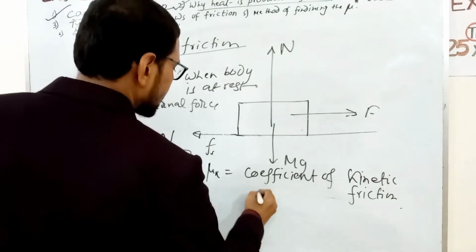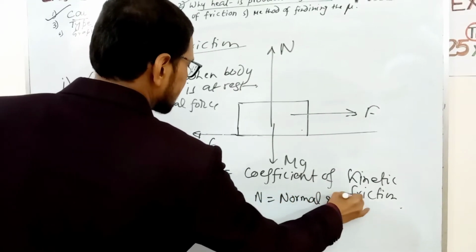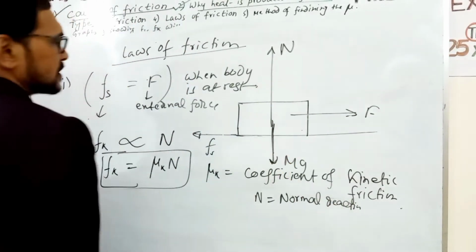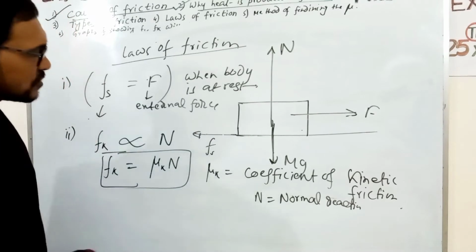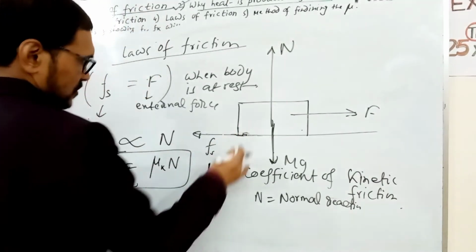And N is the normal reaction. What is normal reaction? Normal reaction is generally equal to the weight of the body, but normal reaction will not always be equal to the weight of the body. That is, it depends on the normal reaction.